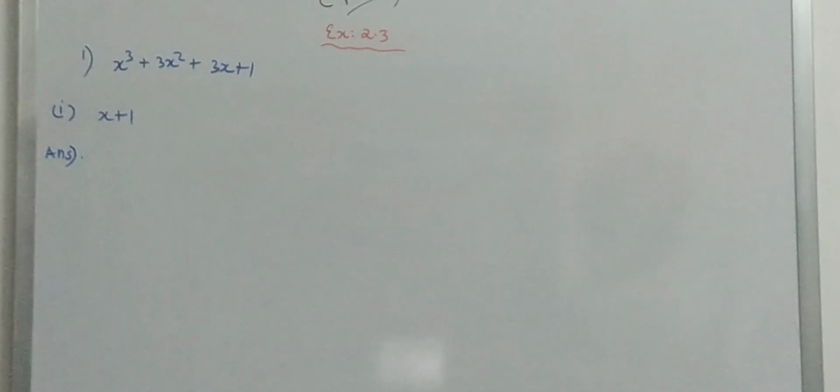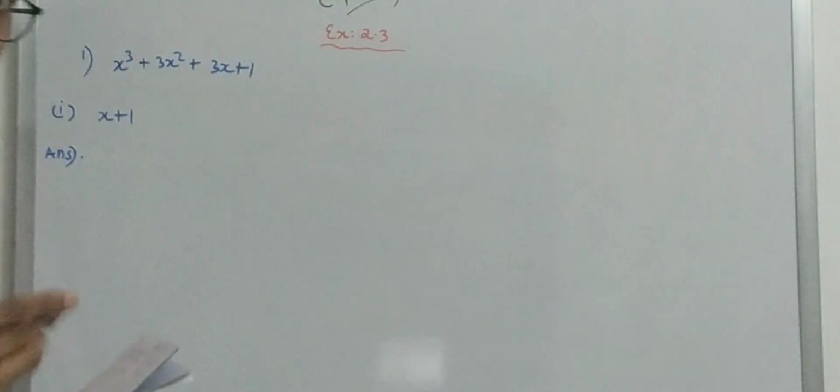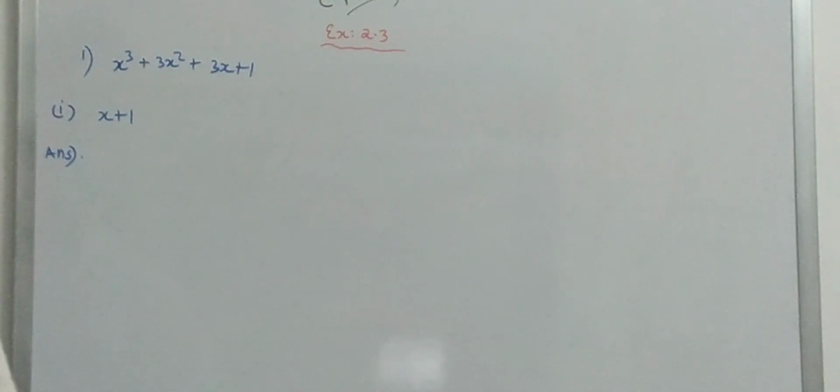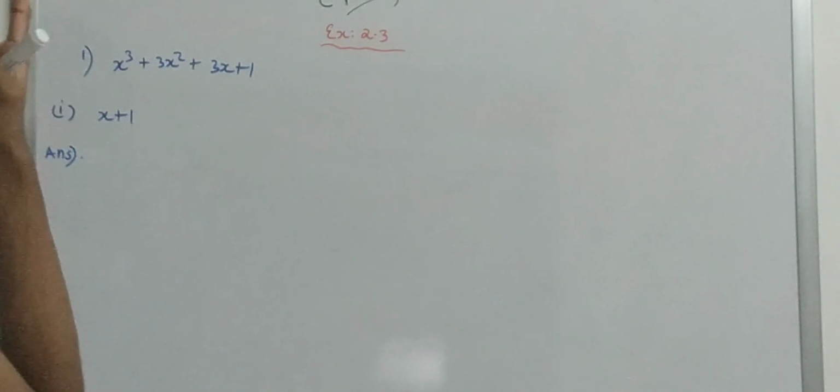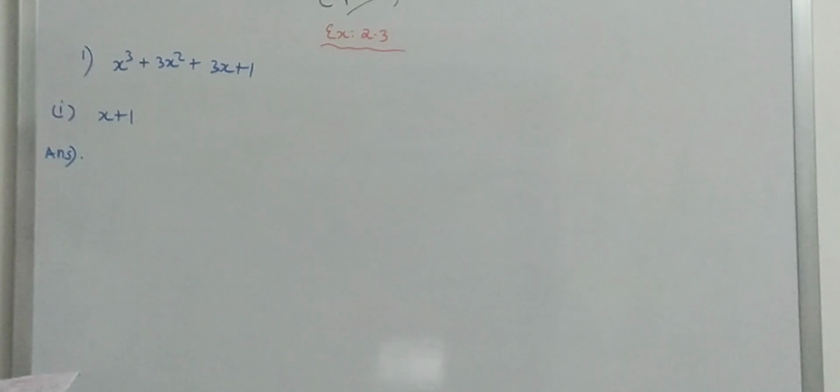Okay, so now let's move on to our exercise number 2.3. The question is find the remainder when x cube plus 3x square plus 3x plus 1 is divided by the following. Okay, so the first one is x plus 1. This question you can either do by the long division or by using your remainder theorem. Either way you will be getting your answer. So I will be doing it using remainder theorem.